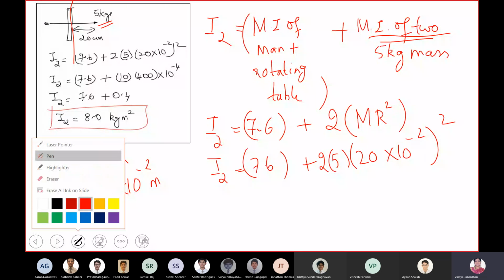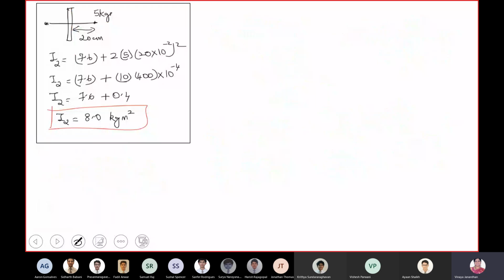Ma'am, whether momentum is conserved or not, we don't need to calculate, right? No. We know that if torque is 0, the momentum is constant throughout. Constant.